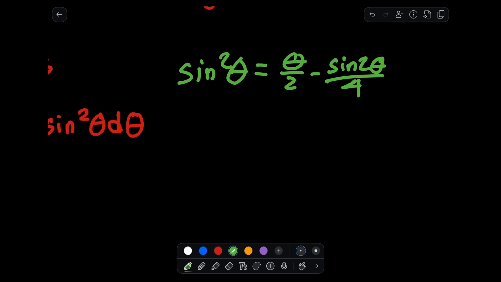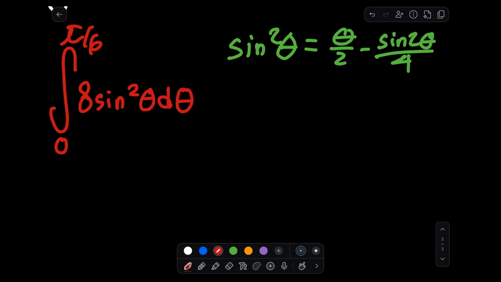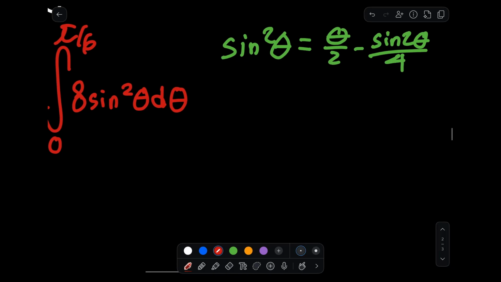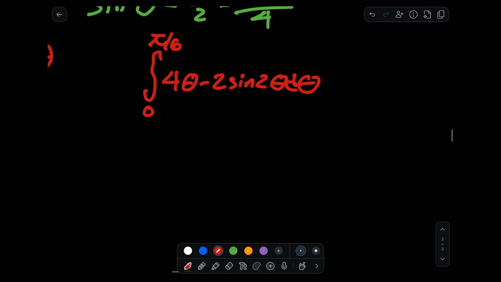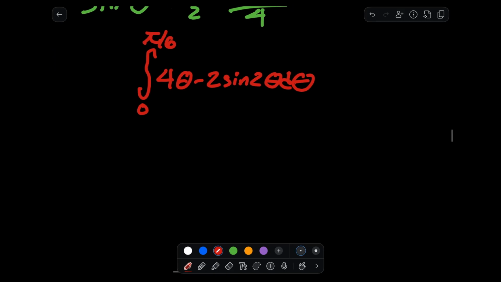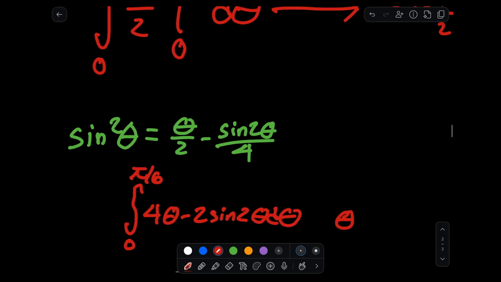Yes, that should be it, right? Yeah, perfect. Okay. Now we can go back to integrating. We have 8, right? So then we would say that this is going to be 4 theta minus 2 sine 2 theta, 0 to pi over 6 d theta. And then you would integrate this as well. And then our resultant answer would just come from taking the antiderivative, right? So we would get theta, we would get, let's just double check ourselves real quick. Did we miss anything beforehand?